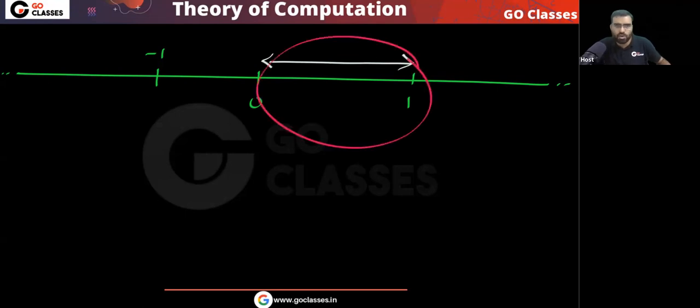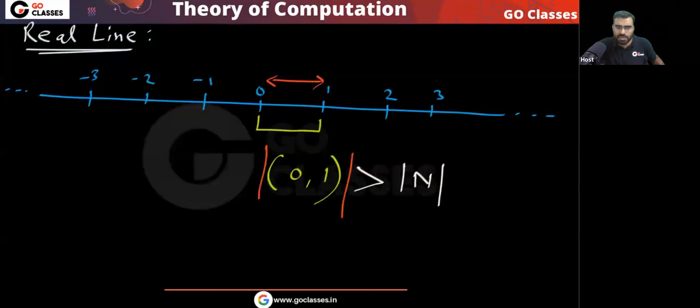Now, what we are going to do in this range is a very simple thing. This is your real line. This is your 0, this is your 1, this is your -1. In this real line, I am saying that this range itself, the real numbers between 0 and 1, is bigger than the set of natural numbers.